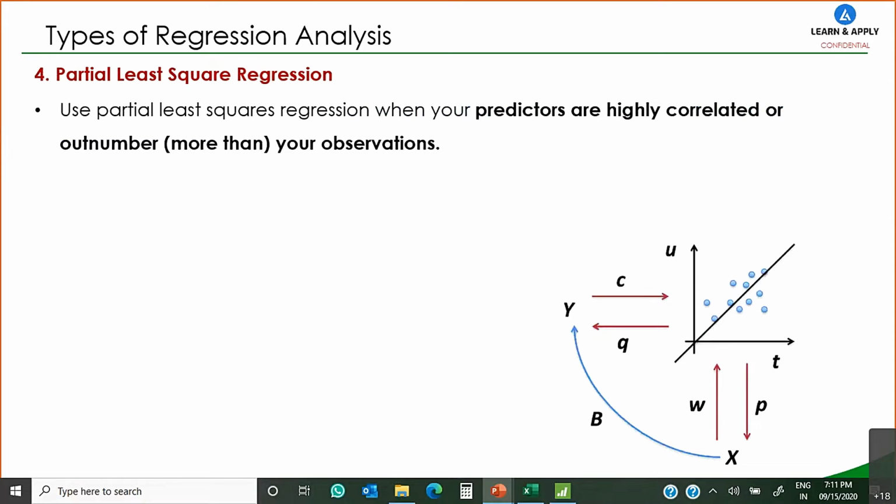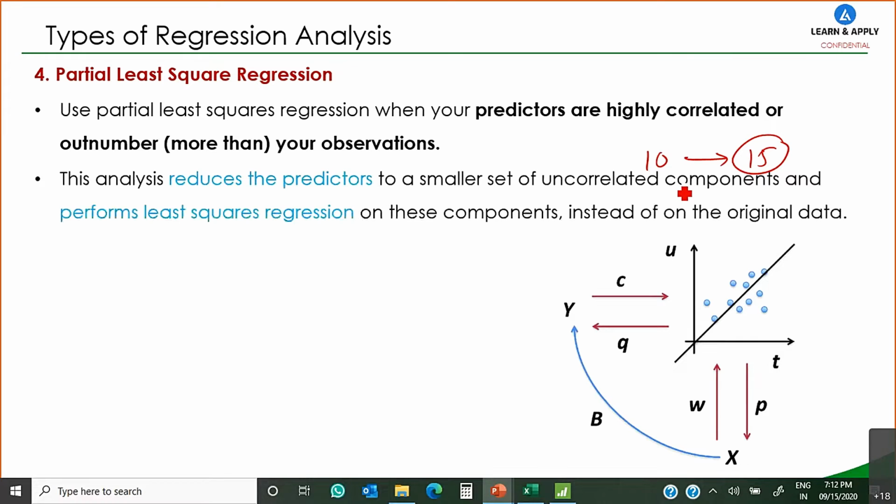The fourth one is partial least square regression. This is used when the number of factors whose relationship you are going to check is much higher compared to your observations. Let's say you have 10 observations and the number of factors you will be comparing is 15. So the number of factors you are comparing is too high compared to the number of observations you have. So in that case, we use partial least square regression.